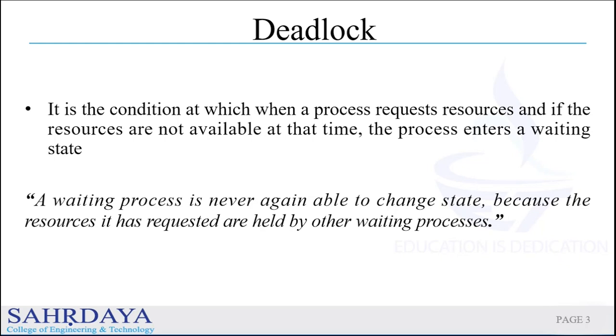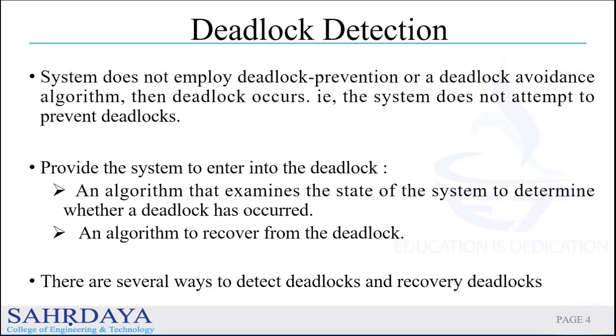a deadlock condition. There are several algorithms used for deadlock prevention and deadlock avoidance. If these algorithms are not able to prevent or avoid the deadlock, then we use an algorithm for examining the current situation, that is, running the algorithm at regular intervals. If we find the deadlock, then we have to use an algorithm to recover from the deadlock. There are several ways to detect deadlock and recover from the deadlock.